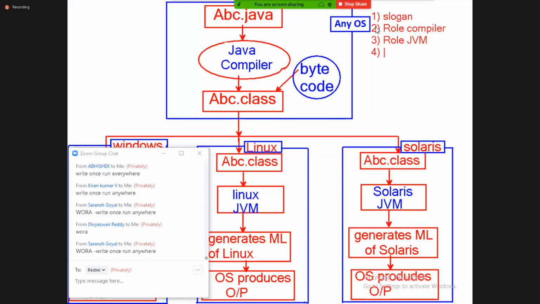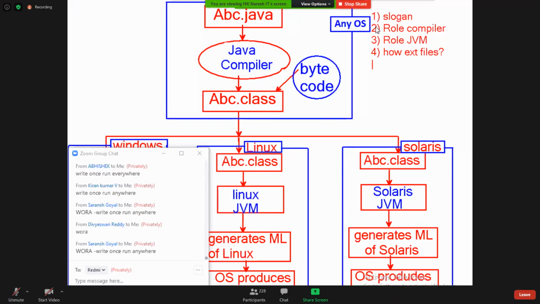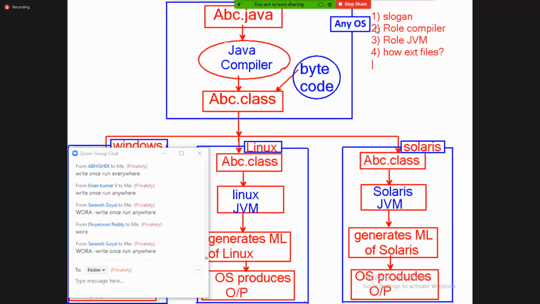In Java, how many extension files do we have? If we take C language, we have 3 extension files. If we take Java, how many extension files are there? Sorry, 2 extension files: number 1, .java, number 2, .class. Source code and compiled code. We do not have exe files in Java.